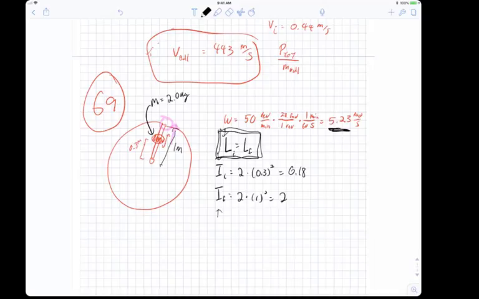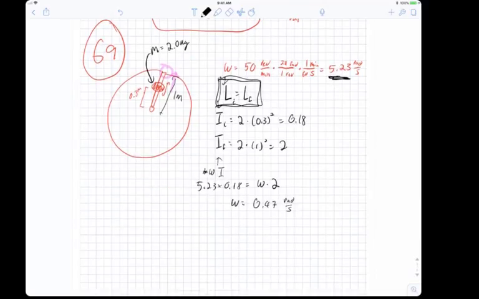Okay, so the initial angular momentum is going to be the angular velocity times the moment of inertia. The final angular momentum is going to be the unknown angular velocity times the moment of inertia. So you solve these algebraically for omega. 5.23 times 0.18 divided by 2 is 0.47 radians per second. Just like we would imagine it.